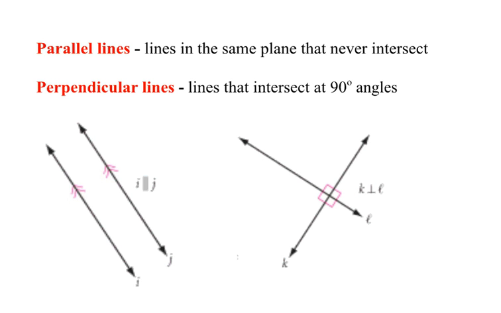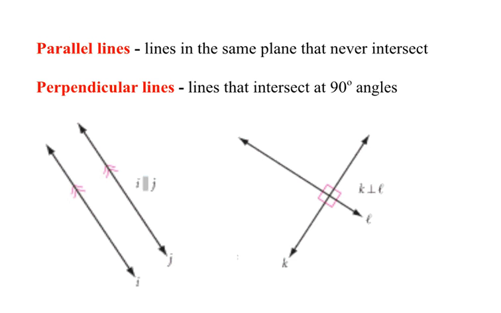Here are a couple more definitions. Parallel lines. Lines in the same plane that never intersect. Perpendicular lines. Lines that intersect at 90-degree angles. Let's analyze these definitions before moving on. The definition of parallel lines seems pretty straightforward, right? 2 lines that never intersect.